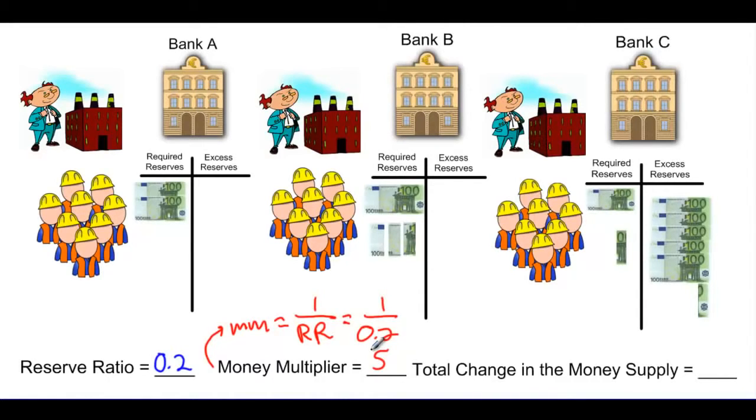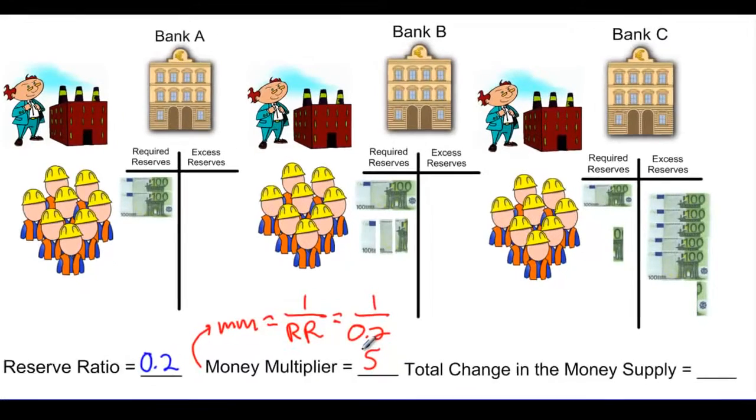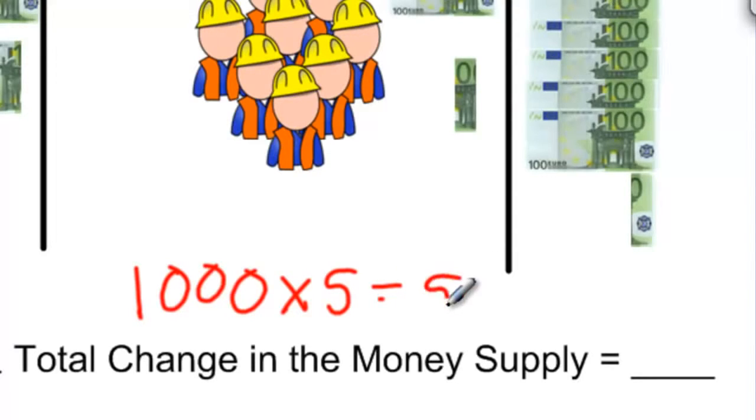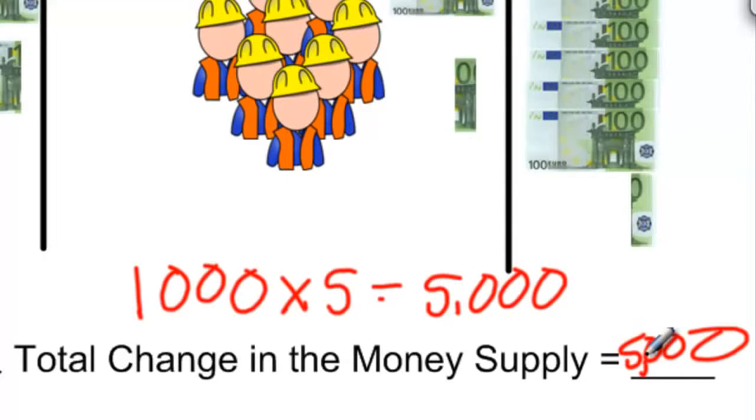The total change in this money supply following the 1,000 euro change in deposits at the beginning of this process will therefore be 1,000 euros times the money multiplier of 5, which gives us 5,000 euros. Now this is a little bit misleading.